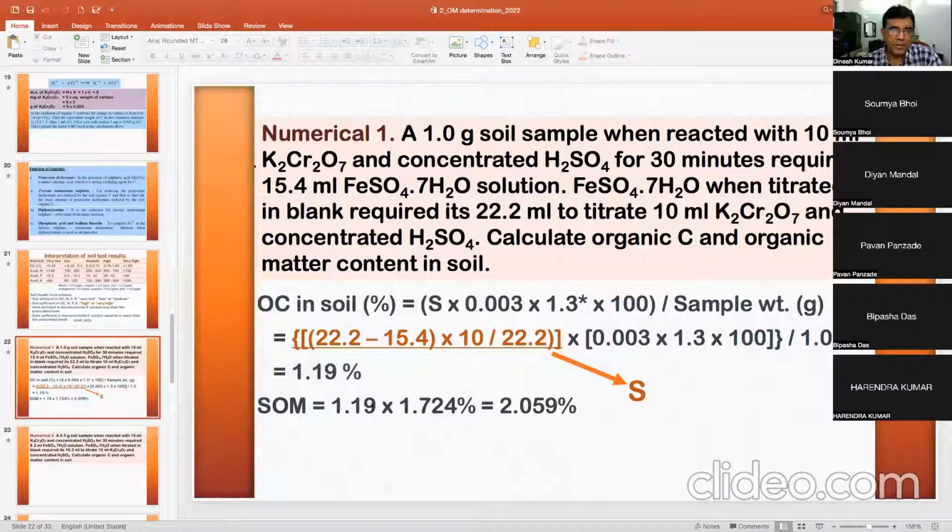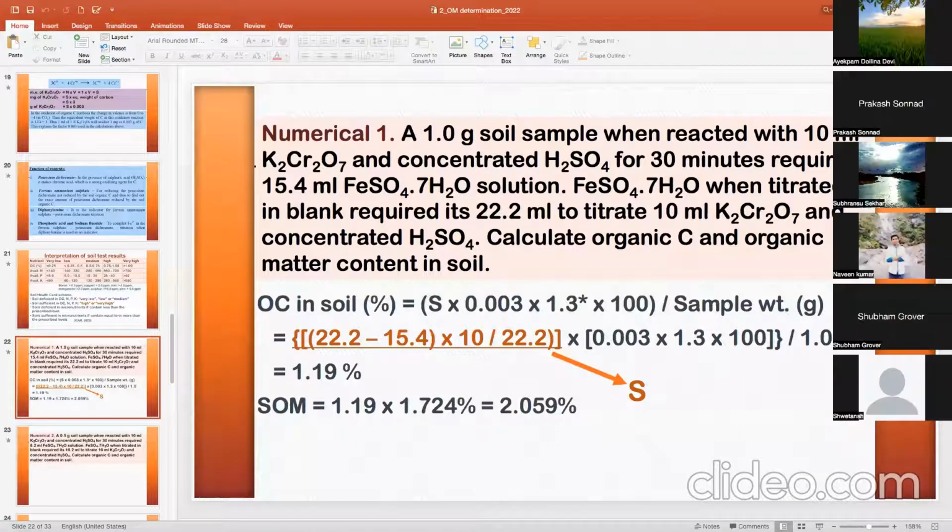And then soil organic matter you can work out by multiplying by 1.724, and you get 2.059 as the organic matter percentage. Is it clear to you? Yeah, Shubham. Shubham, are you there? Yes, sir. Any doubt, anything you want to ask in this? No, sir. No doubt. Fine. Any other student?